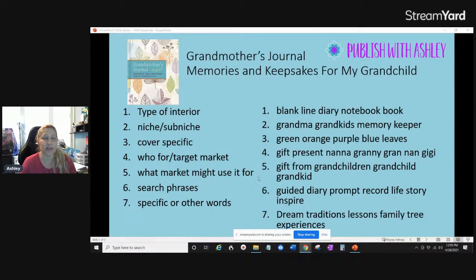Search phrases. So phrases you think your audience might be searching for to find this. What do you think they will type in for something like this product? So I have guided, diary, prompt, record, life story, and inspire. So it's like a guided prompt book. I have a guided diary. It has prompts. You know, you record your life in this sort of thing. It's a life story, inspire.